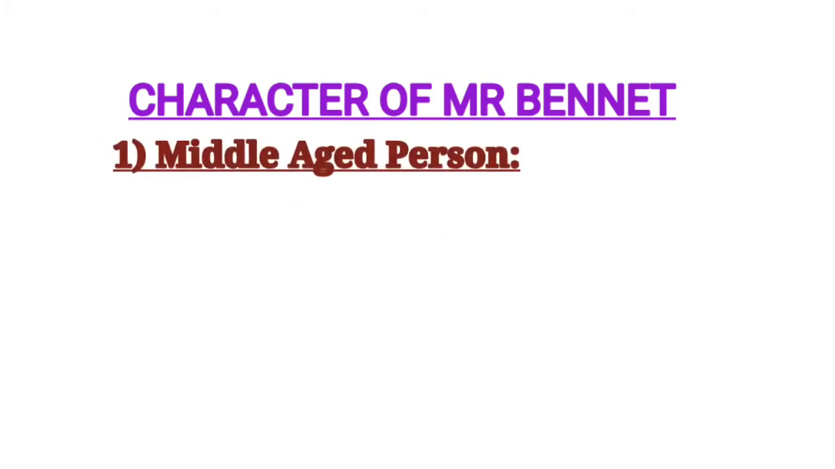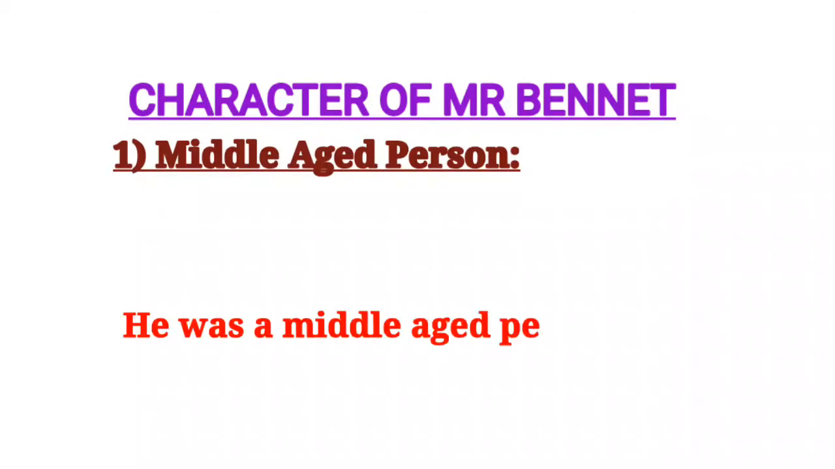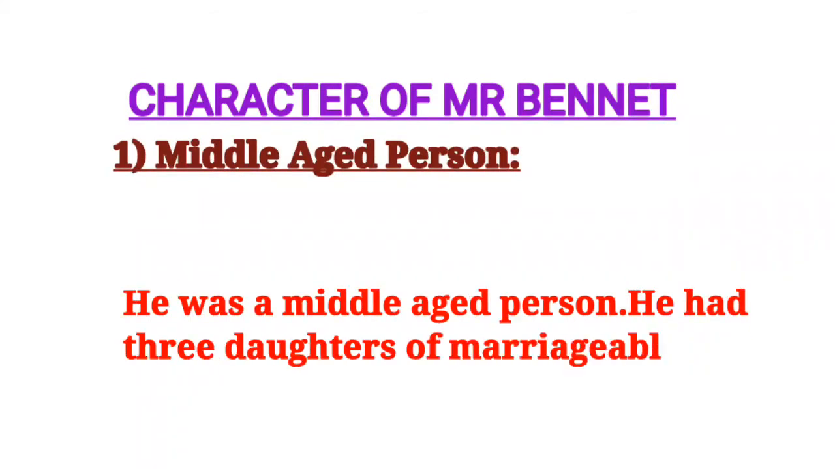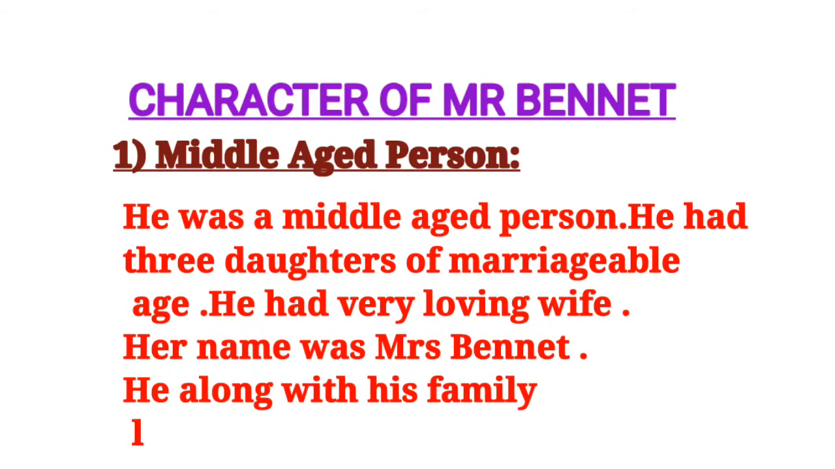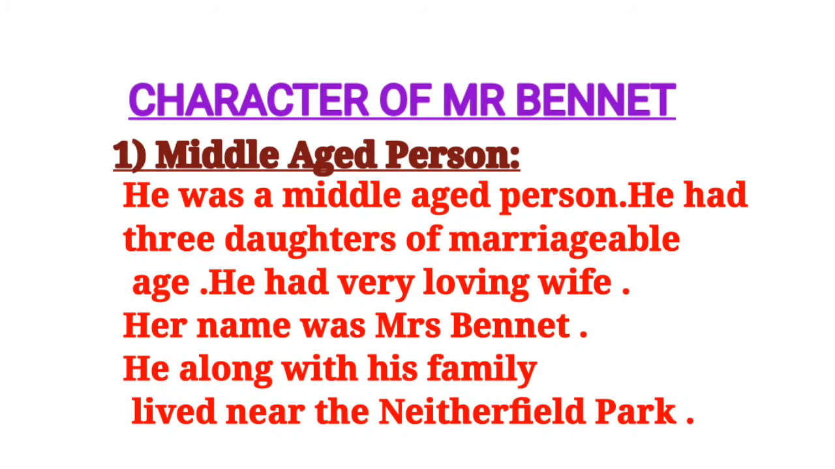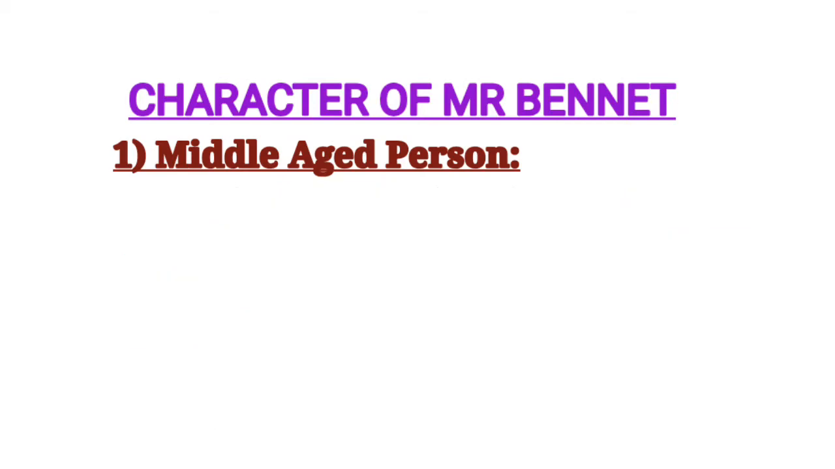Now students, let us discuss the first point, middle-aged person. Dear students, Mr. Bennet was a middle-aged person. He had three daughters of marriageable age. He had a very loving wife. Her name was Mrs. Bennet. He, along with his family, lived near the Netherfield Park.